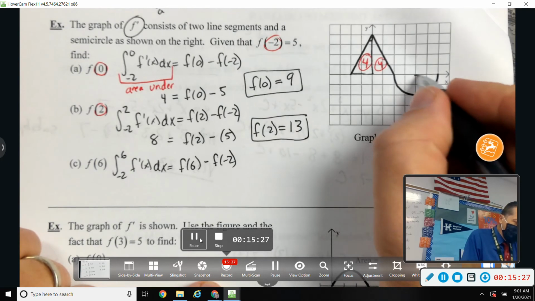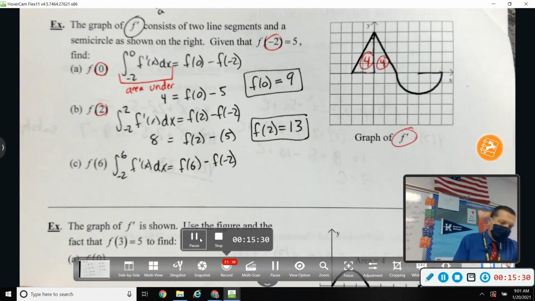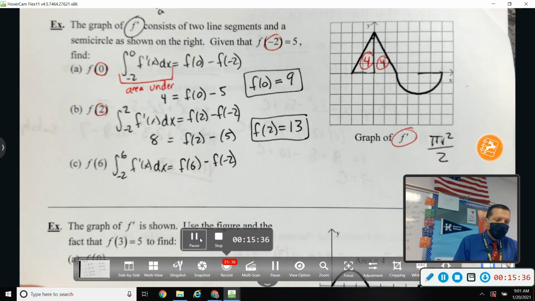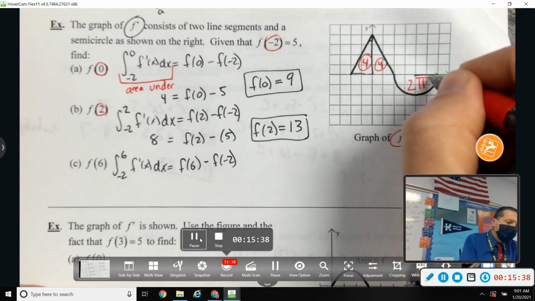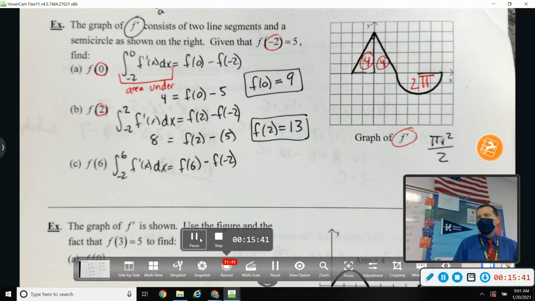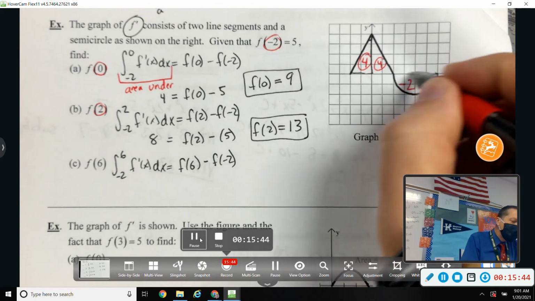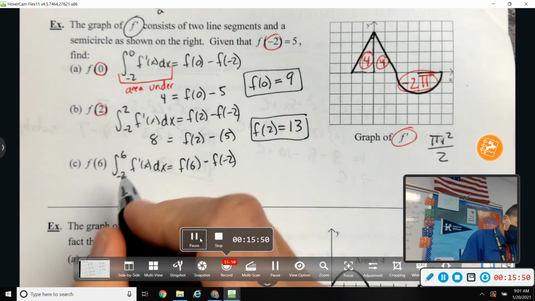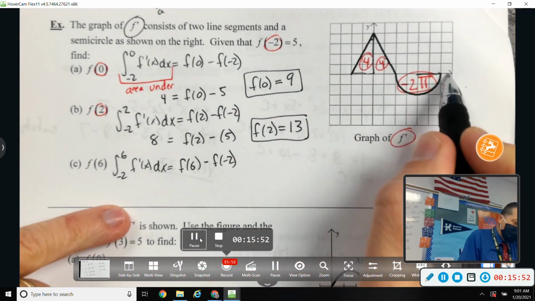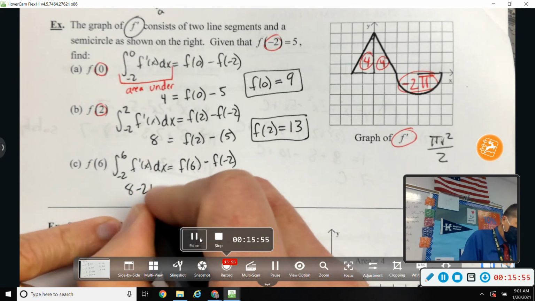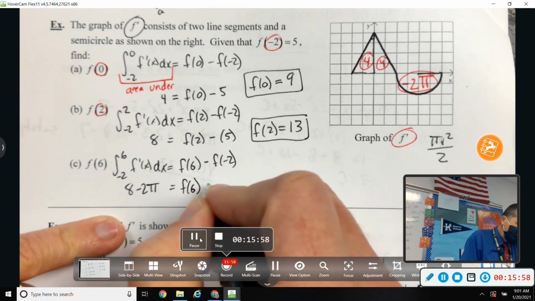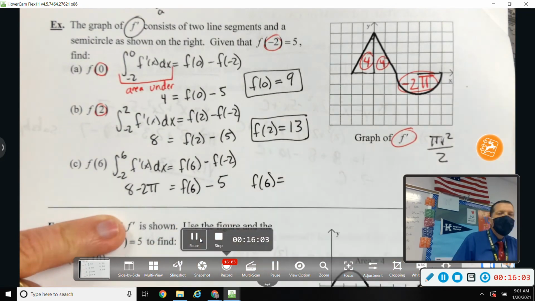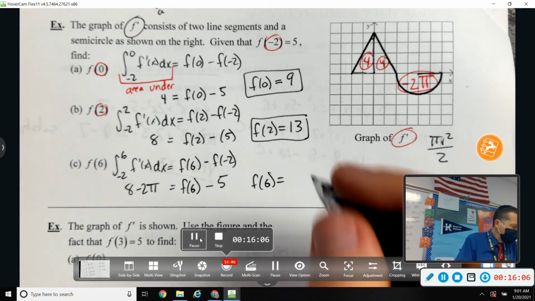Let's see. That radius is 2, pi r squared over 2. So that'd be 4 pi over 2. That'd be 2 pi. But it's negative. So that's the main trick on that one: wait a minute, it's underneath. So it's probably wise to label it negative 2 pi because we're underneath. So to get from negative 2 to 6, that area would be 8 minus 2 pi. F of 6 we don't know. F of negative 2 is 5. So now we just move the 5 over and we get 13 minus 2 pi.